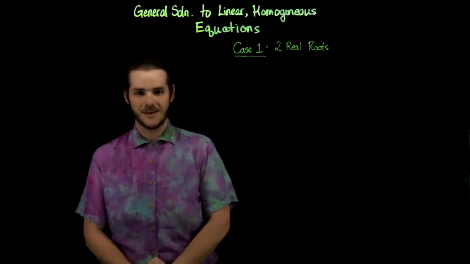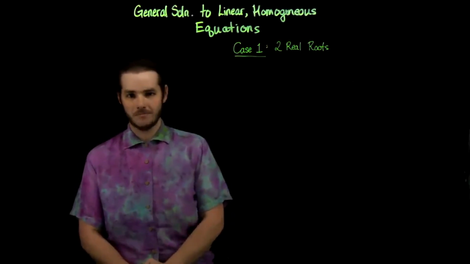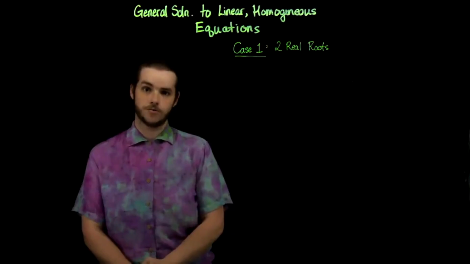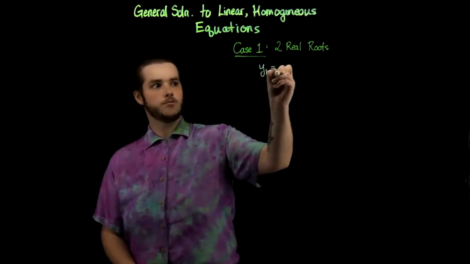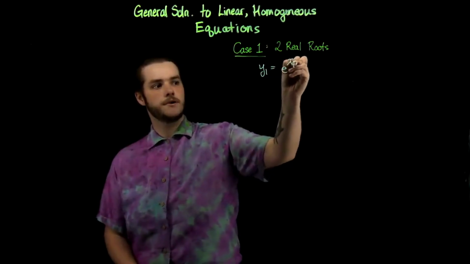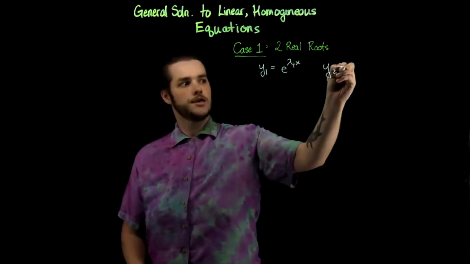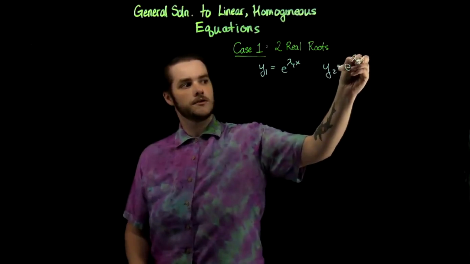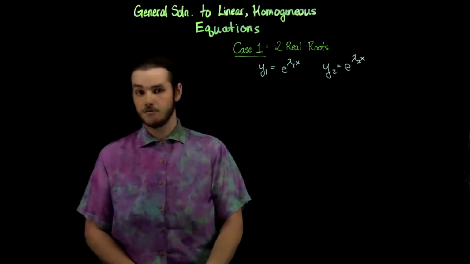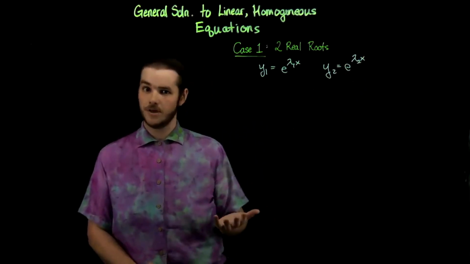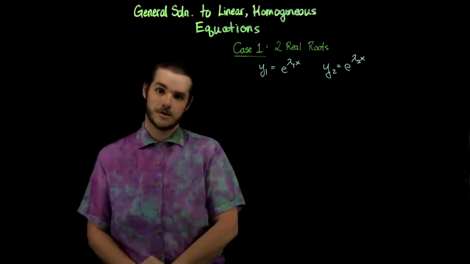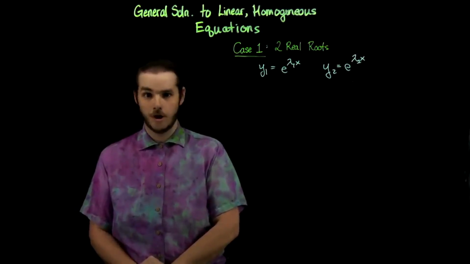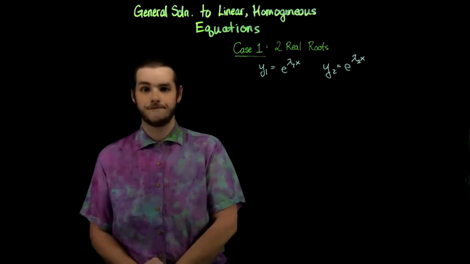Let's take a look at the easiest case first. If lambda 1 and lambda 2 are distinct real roots, then that means the functions y1 equal to e to the lambda 1 x and y2 equal e to the lambda 2 x are two distinct functions. It's also a really good exercise to pause the video here and verify that these are linearly independent from each other. In other words, these are two linearly independent solutions to the linear homogeneous equation. We know that those are fundamental.